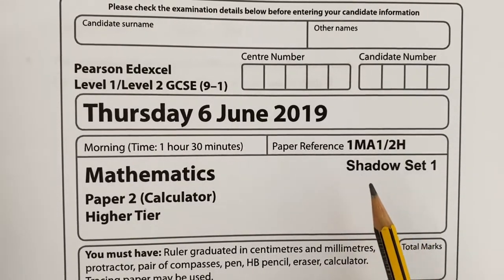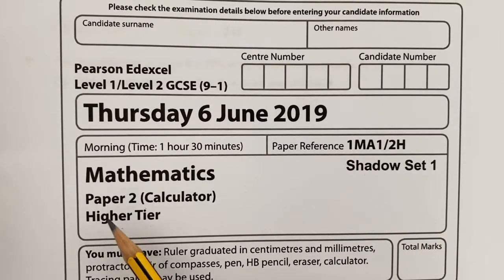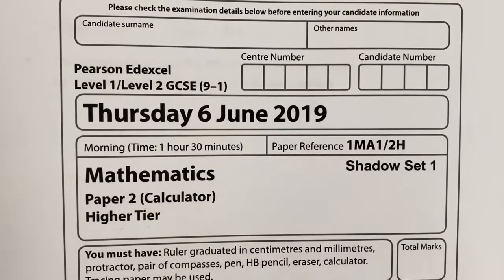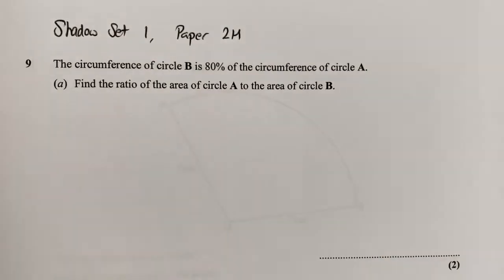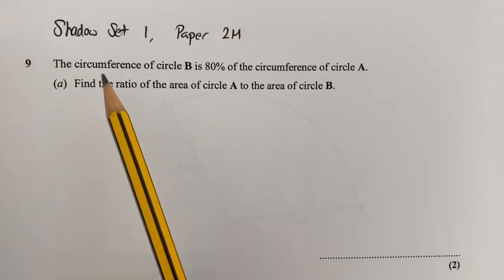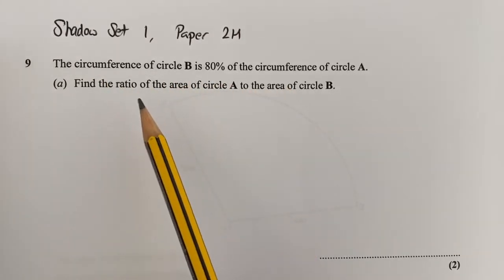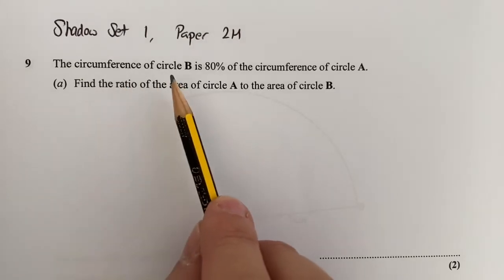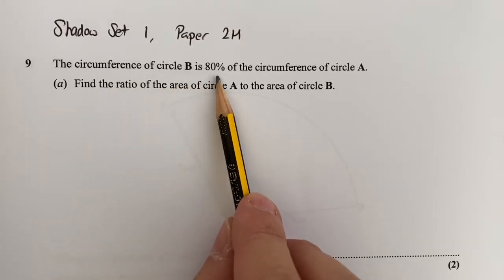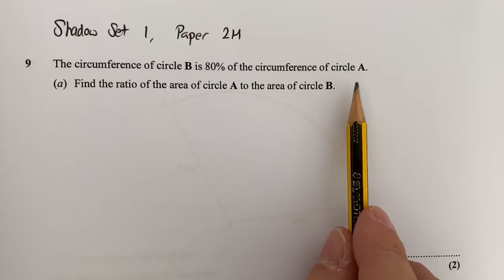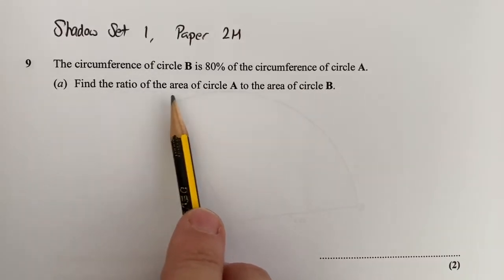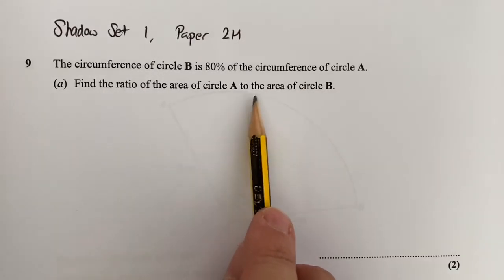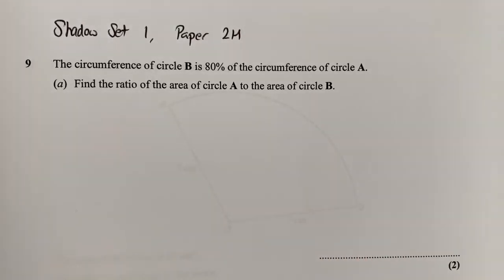So this is GCSE Papers Shadow Set 1, Higher Tier, Paper 2, Thursday 6th of June 2019 paper. So going to take a look at question 9. This question starts regarding the circumference of a circle and the ratio of the area of those two circles. We're told that the circumference of circle B is 80% of the circumference of circle A. You need to find the ratio of the area of circle A to the area of circle B.